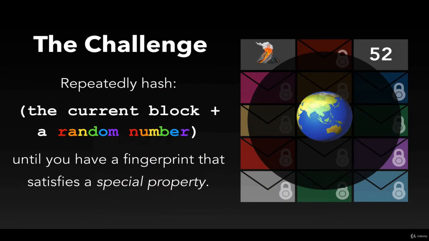Well, it comes back to the challenge. And the challenge, here it is. We're finally telling you what the actual thing is. Well, sort of. We're getting closer. The challenge is to repeatedly hash the current block and a random number, the nonce, until you have a fingerprint that satisfies a special property. Spoiler: that special property is that the fingerprint should be lower than a certain number.